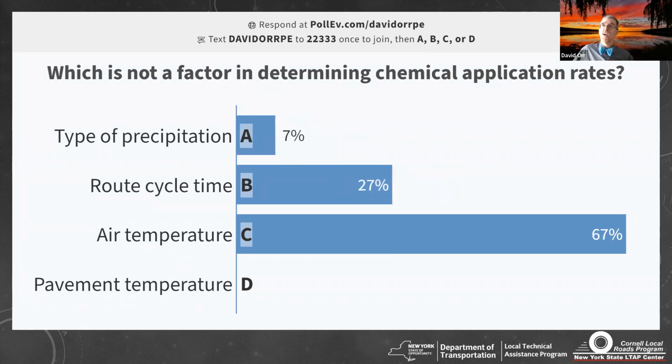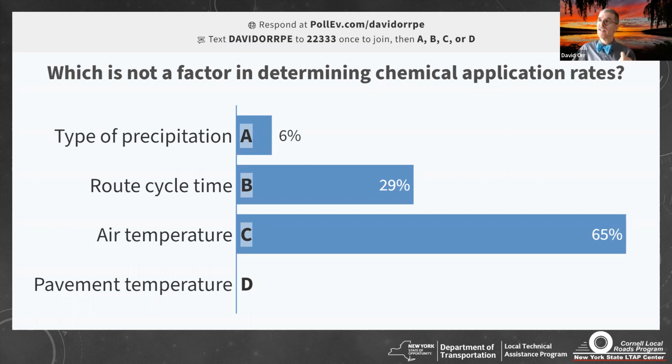Okay, so let's just ask this. Type of precipitation, if it's ice versus snow versus wet snow versus just sleet, yeah, that's going to affect things. Route cycle time obviously is going to make a difference, because how much material we have to put down may vary on how long it takes to get back there. Pavement temperature I've mentioned several times. So yeah, you got it right.